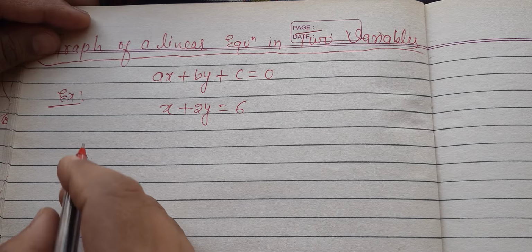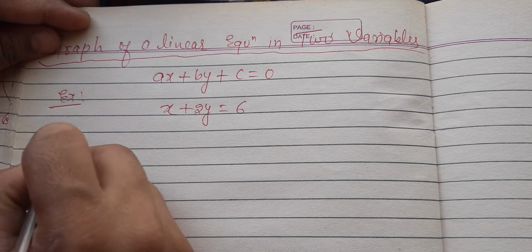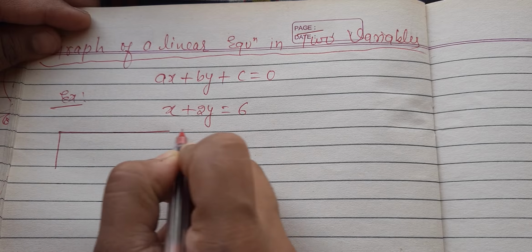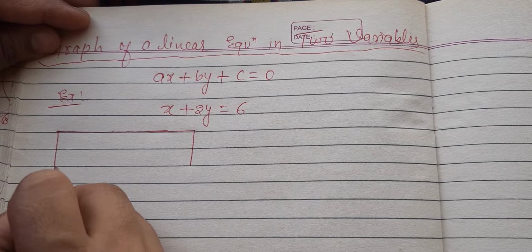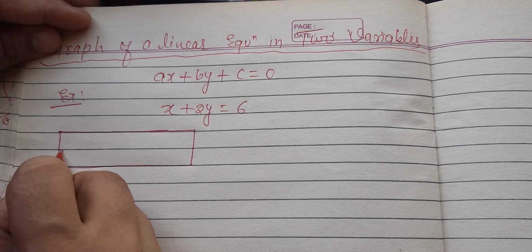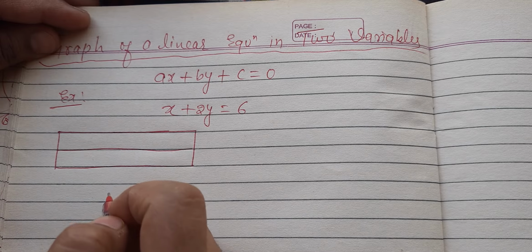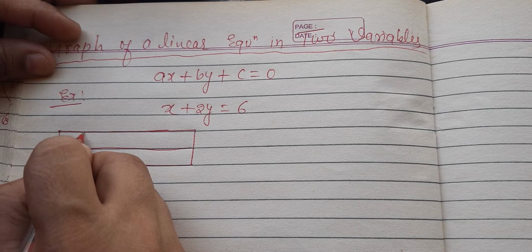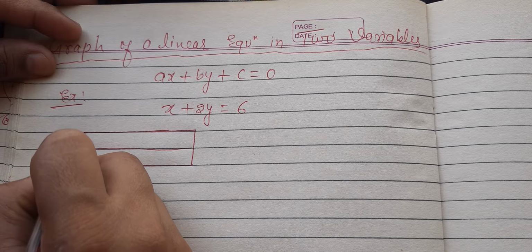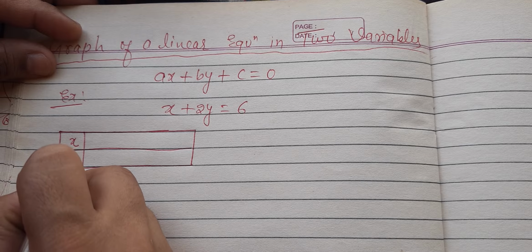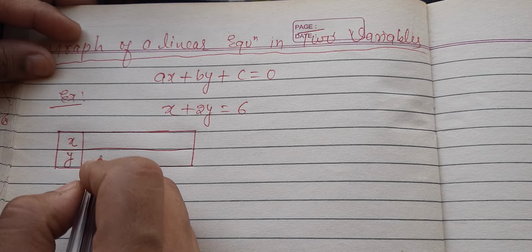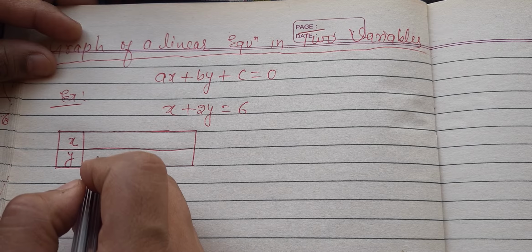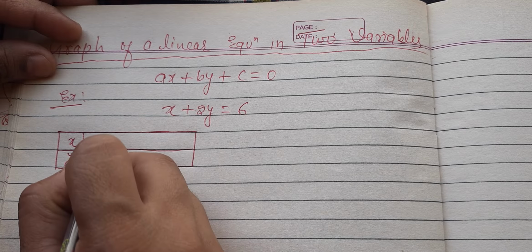So what we will do, first we'll make a table. We know that linear equation in two variables has infinitely many solutions. If you put different values of x, you will get different values of y. The same we are going to do here. In this table, we are going to put different values of x and get different values of y. Or if you want, you can put different values of y to get different values of x.